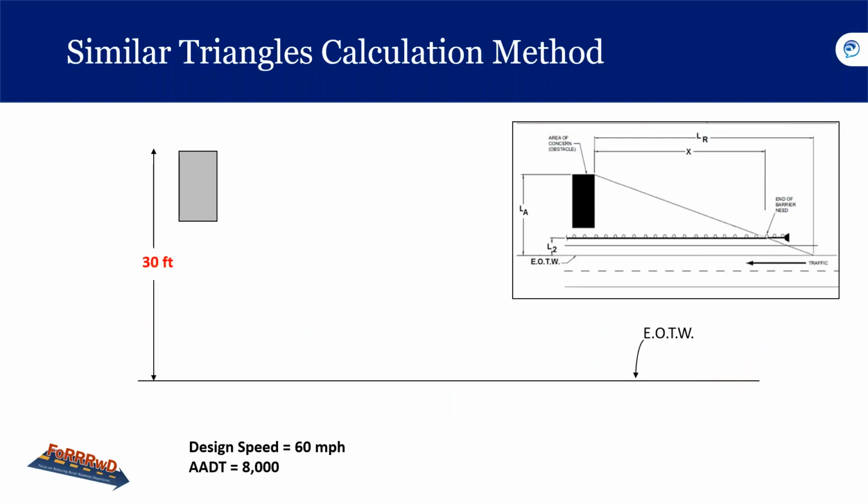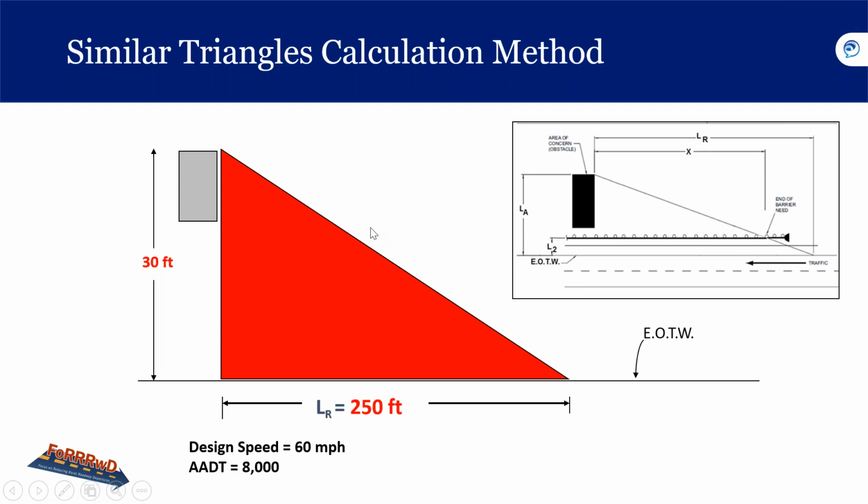And then we have another calculation method called similar triangles. Let's take a look here. In this instance, you have a design speed of 60 miles per hour and an average annual daily traffic of 8,000. This line represents the edge of the traveled way, and the back of the obstacle is 30 feet from the edge of the traveled way. So we use the similar triangle method.